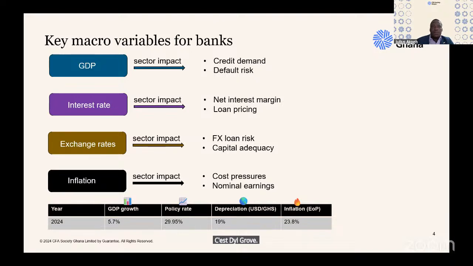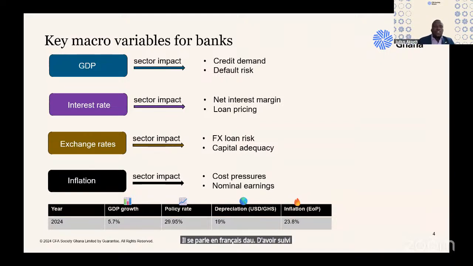I don't know if someone put a question. Please, can you explain how the banks' recapitalization affects the economy? I think I'm going to get into that soon. It's part of what we're going to be discussing today. So that will actually be addressed.